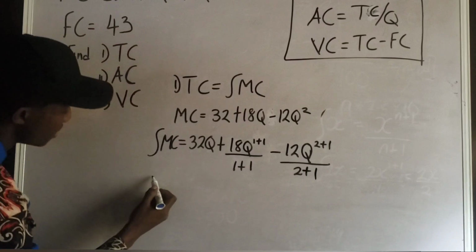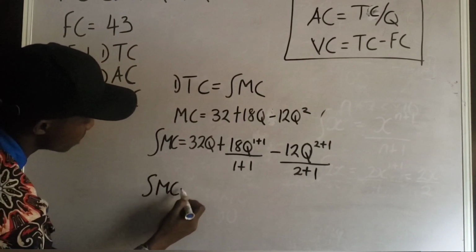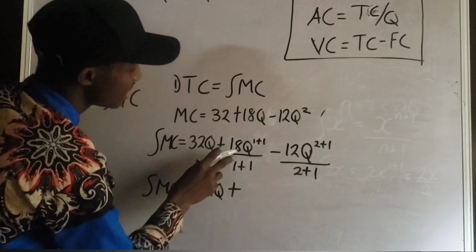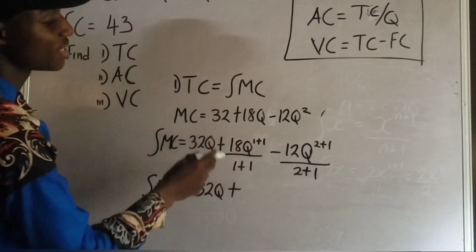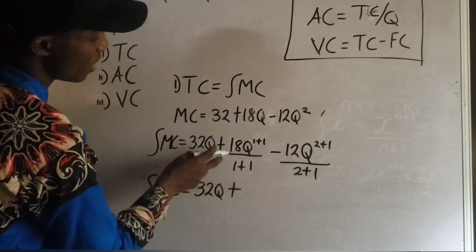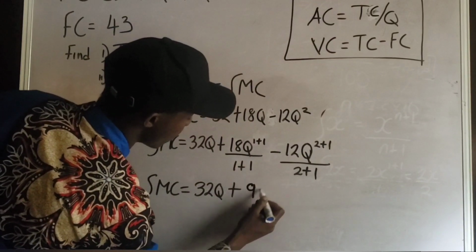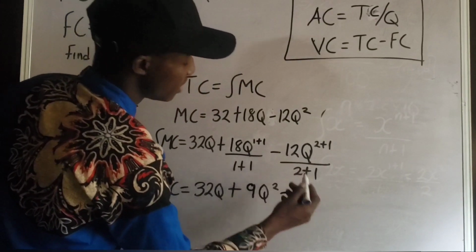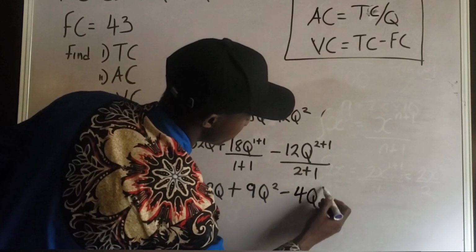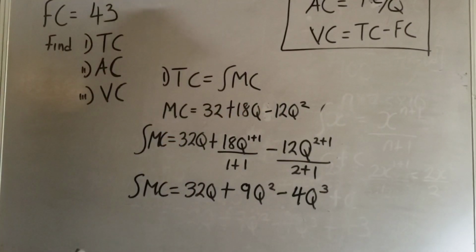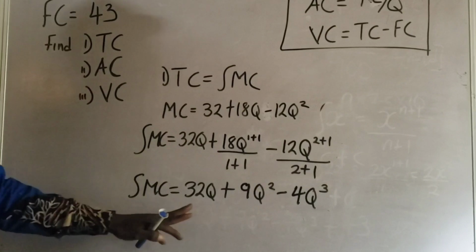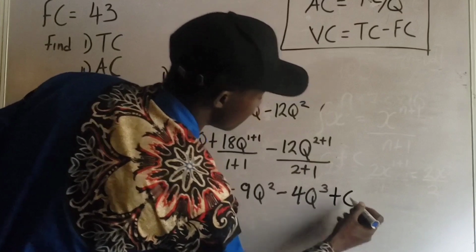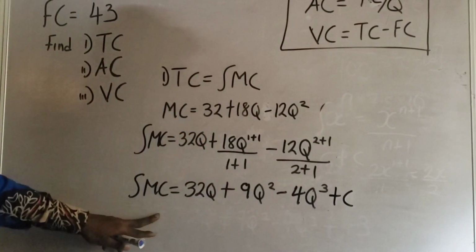Okay, let us proceed. The integration of MC, which is also the same thing as total cost, is 32q plus 18q raised to the power of 1 plus 1. That is 18q raised to the power of 2, and this is also the same thing as 2. So 18 divided by 2, that is 9q squared, minus 12 divided by 3, that is 4q raised to the power of 3. So therefore, the integral of the marginal cost function is 32q plus 9q squared minus 4q raised to the power of 3 plus c. Now we have determined the integral form of the marginal cost function.